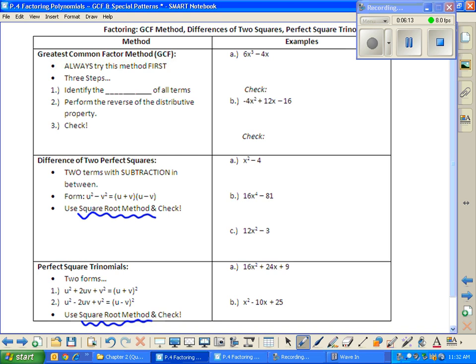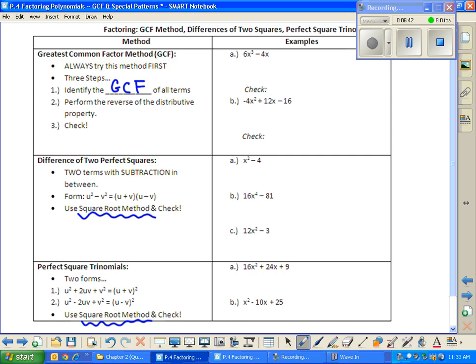All right, with that, the first method is called the GCF method. It gets its name from the very first step. The very first step in the GCF method is to identify the GCF, or the greatest common factor. And like I said, you should be asking yourself, Mrs. Lucas, when do I use this method? What types of problems do I use this method on? Honestly, you use this method every time you factor, every single time.